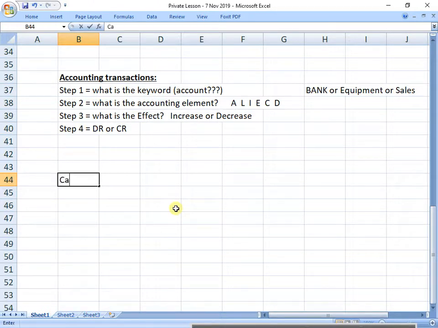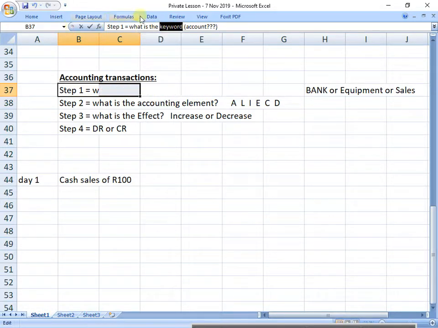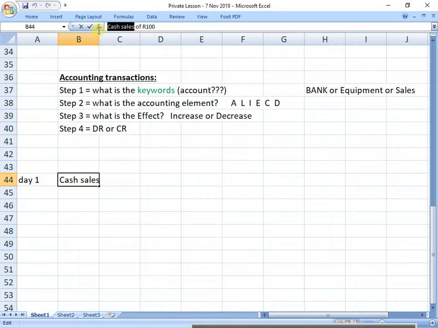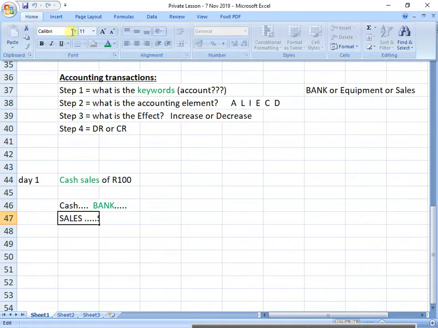So, just a simple example. Cash sales of 100. What is this? This is a transaction. That could have taken place on day one, it doesn't matter when it took place. If I have a cash sale, let's follow the steps. Step number one, get the keywords. They are always going to be two, because every debit has a credit. What stands out here? Cash and sales. Those are the keywords. Cash, the right word is bank. Sales is sales. There's no special word for it.